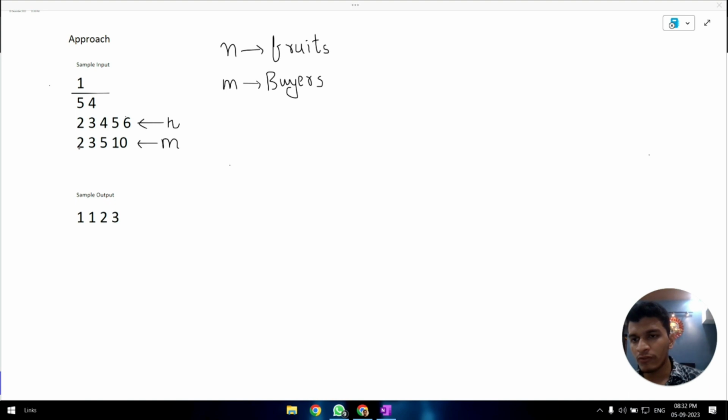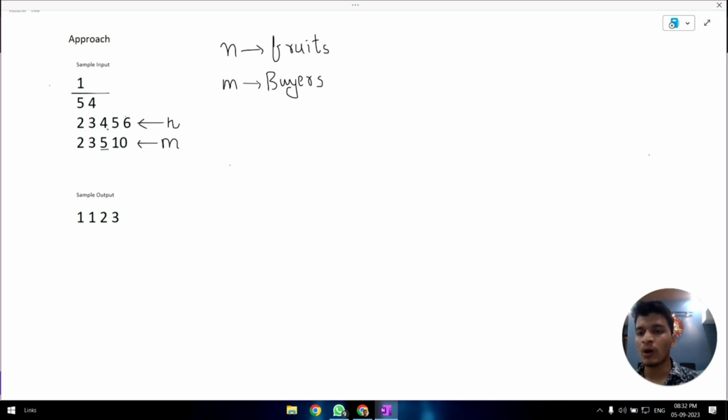Now we have to find the maximum fruit we can buy with the help of the money we have. Suppose we have 2 rupees, so we can buy the fruit of 2 rupees only. Now if we have 3 rupees, we can buy the fruit of either 2 rupees or 3 rupees. If the buyer has 5 rupees, he can buy the fruit of 2 rupees, 3 rupees, 4 rupees, 5 rupees.